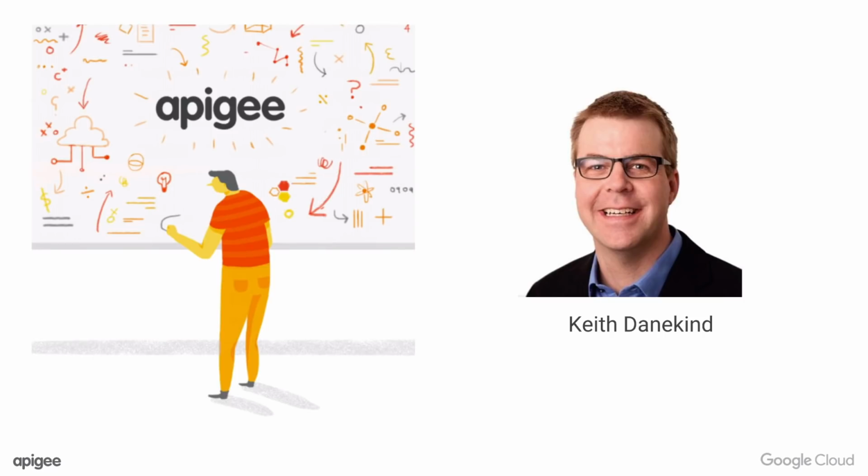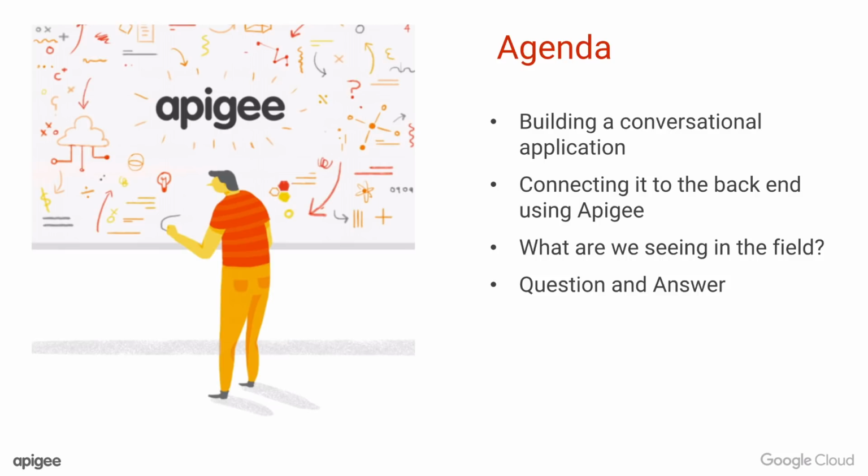Hi, I'm Keith Danikant. I'm a solution architect with Apigee, which is part of Google Cloud Platform. So today we're going to talk about how to build a conversational application. How do you connect it to the back end using Apigee? And we're going to talk about what we're seeing other customers do with these types of applications in the field. And then we'll follow that up with questions and answers.